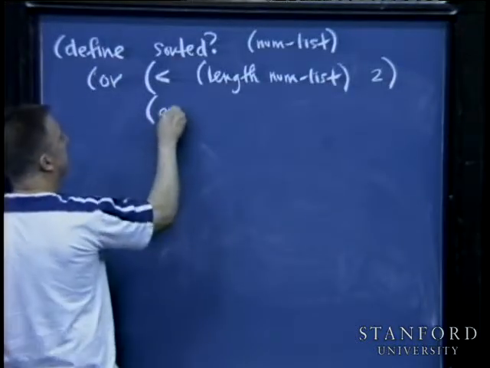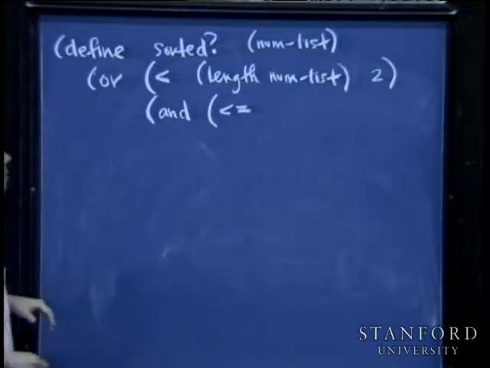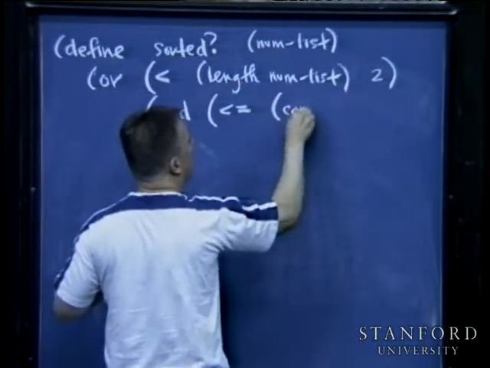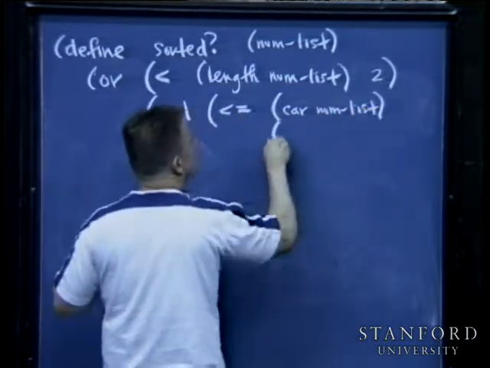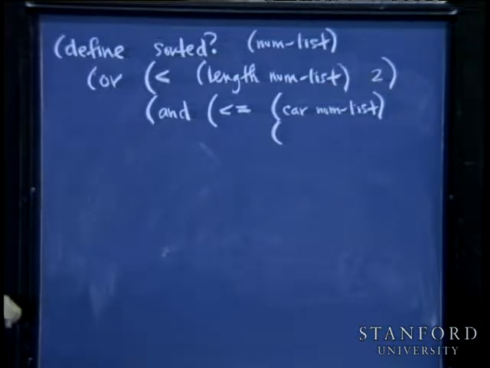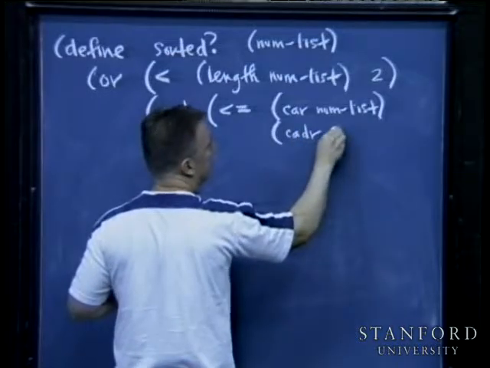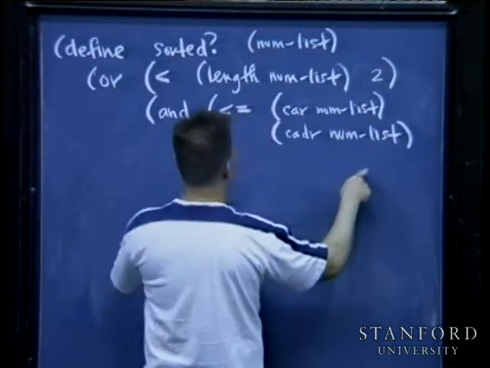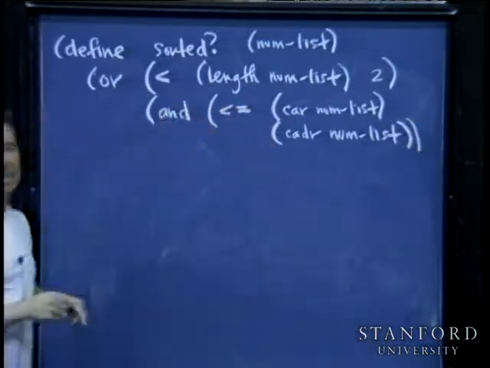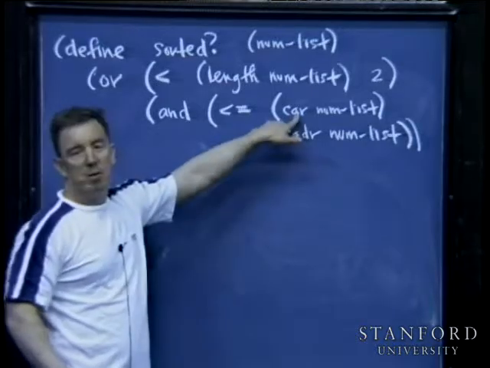So I have this and right here, and I want to do this, less than or equal to of car of num list, and I don't want to do this. I'm actually using another function that's built in. It's kind of funny that it exists. Now you have no idea what CADR is, but you kind of have an idea as to what it's probably getting at. This right here is obviously supposed to be the first element.